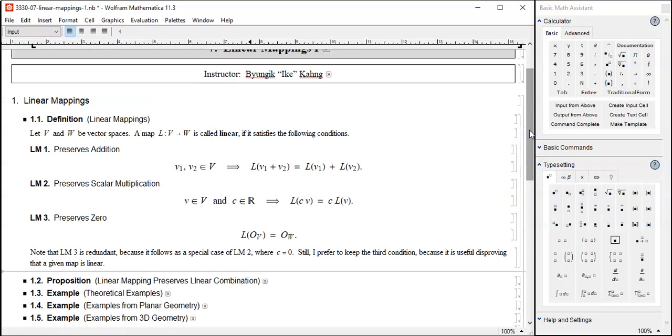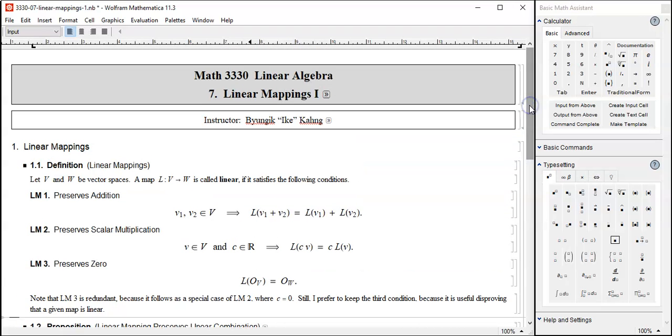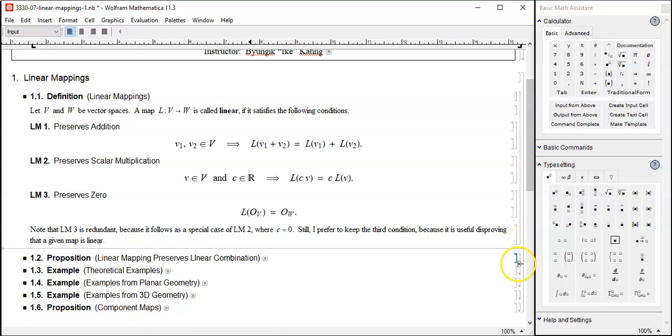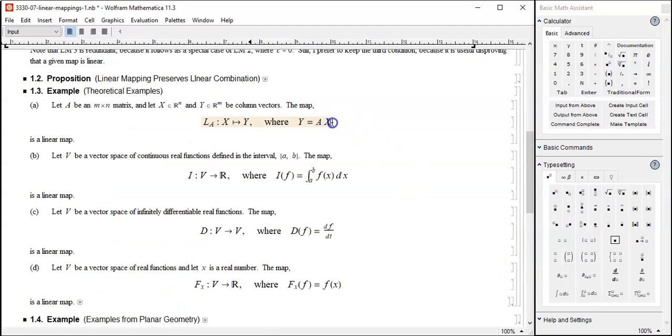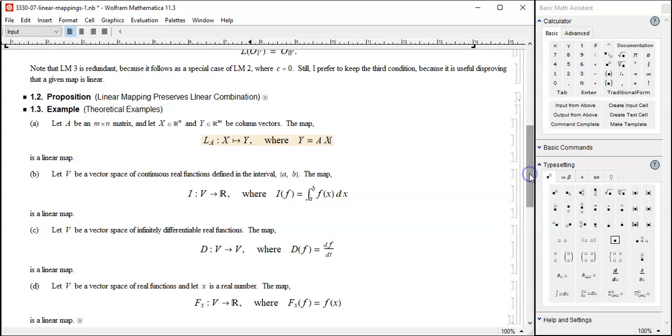Okay, those were rather trivial examples and non-examples for linear maps. Trivial, I said, because I took examples from one-dimensional case. Let's go a little bit higher dimensional, like these examples. Here's a nice example, arguably the most important example in this set. Let A be an m by n matrix, and let x be an n-dimensional column vector, and y is an m-dimensional column vector. Then the map given by this, y equals Ax, is a linear map.